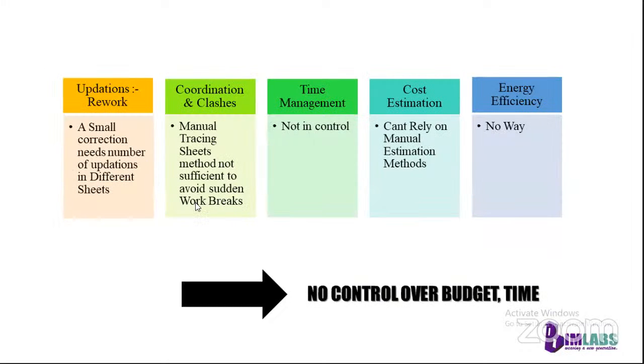So these are the benefits: updation and rework, coordination and clashes, and also time management, cost estimation and energy efficiency. We need a change. So that's where we are thinking about building information modeling.